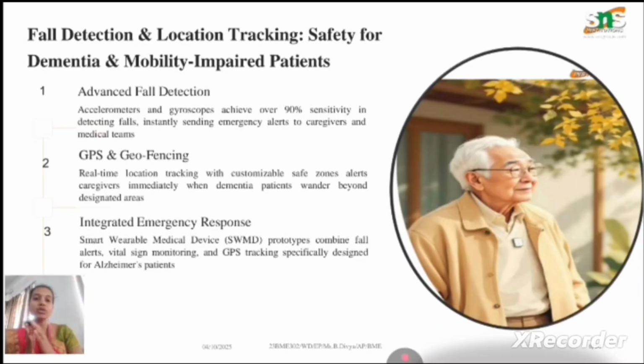The prototype combines fall alert, vital signs monitoring and GPS tracking, these three. This is specifically designed for Alzheimer patients. The fall detection and identifying the location by using GPS and geofencing, the integration of these two will be connected to produce a specific device, that is a smart wearable medical device.